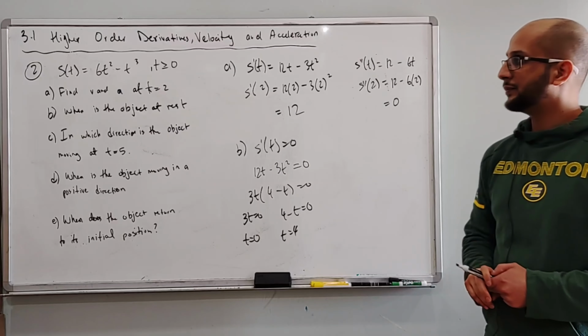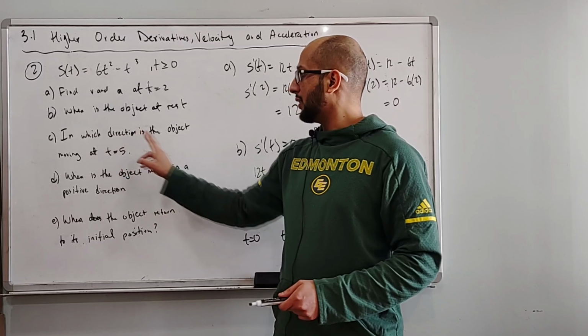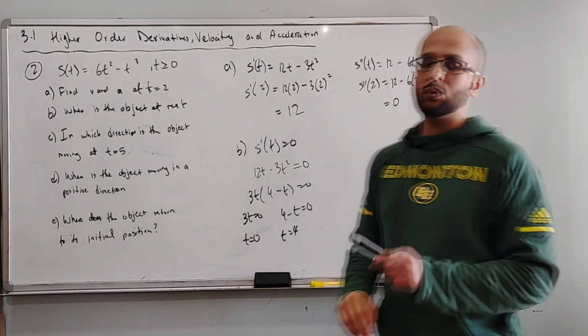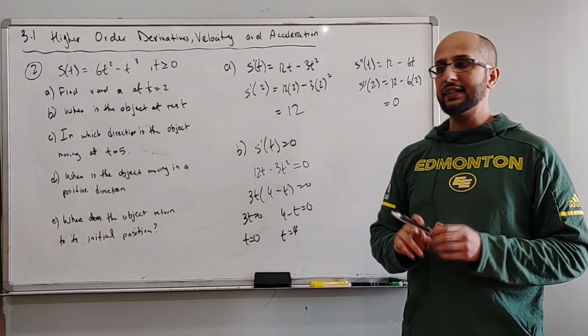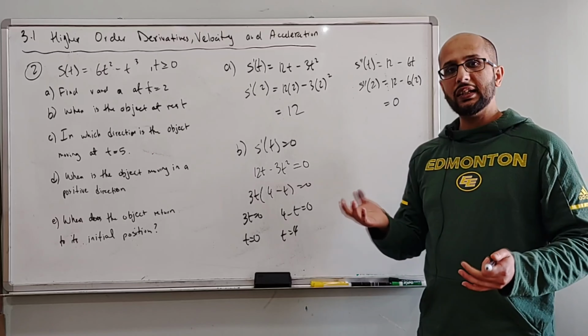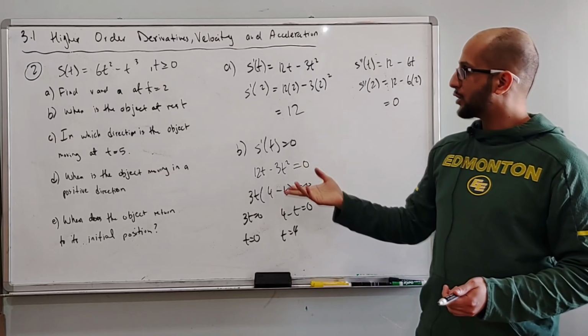It's not moving. Looking at C. In which direction is the object moving at t equals 5? Now remember, a reminder that velocity is a vector quantity. It has two parts. It has a magnitude and it has a direction. The magnitude would be the speed.